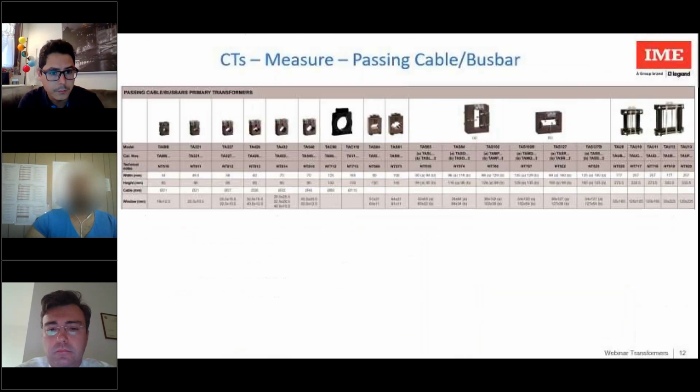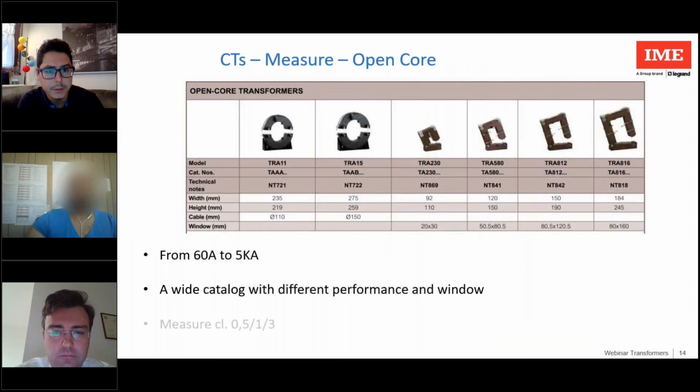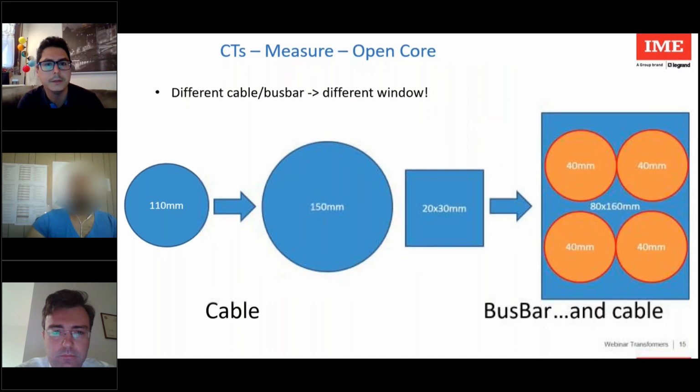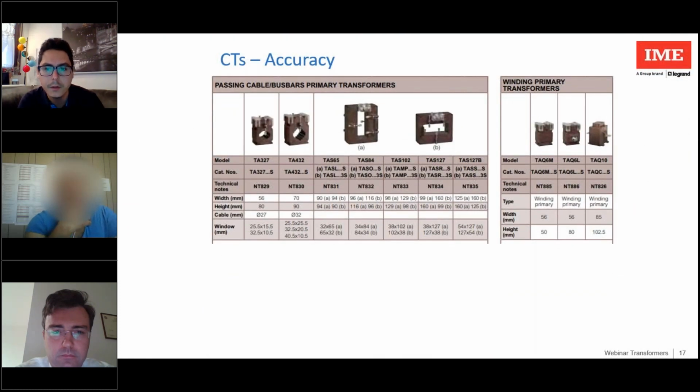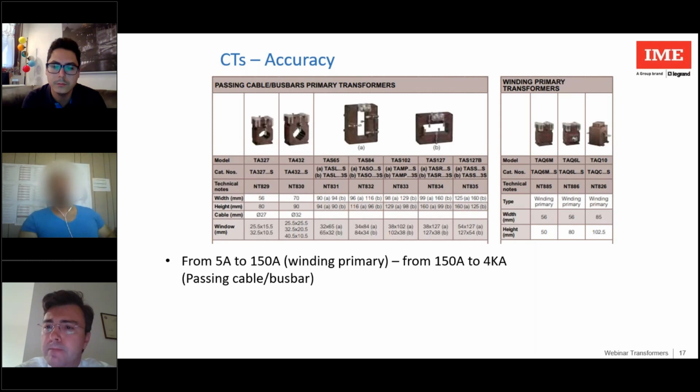Measure, passing cable, open core, and accuracy. You have the primary winding from 5 to 150 amps. So you have to use the primary winding. With the primary winding, yes, you can have a class 0.2. Okay.